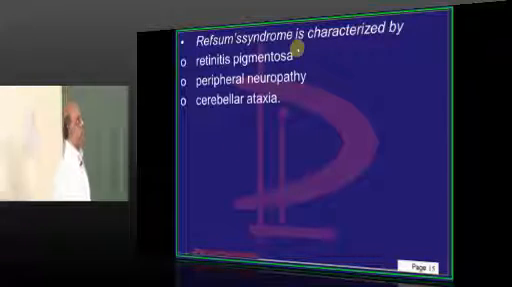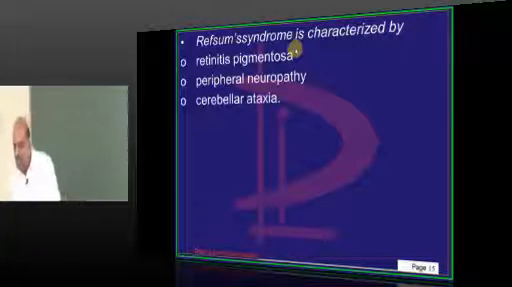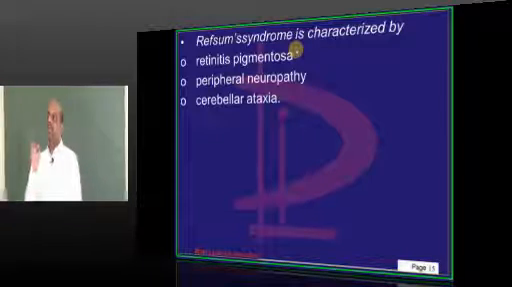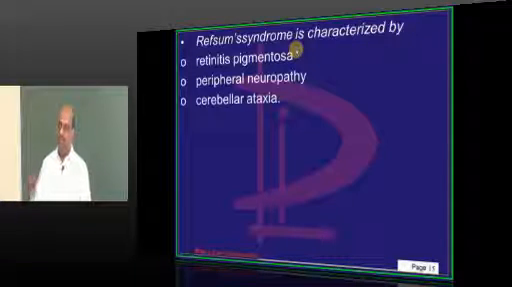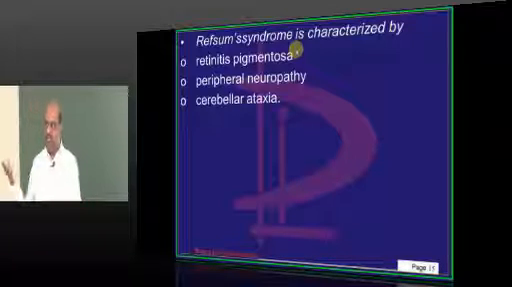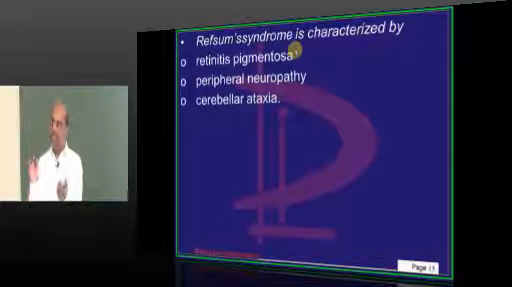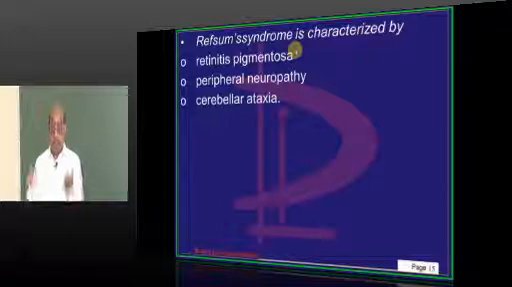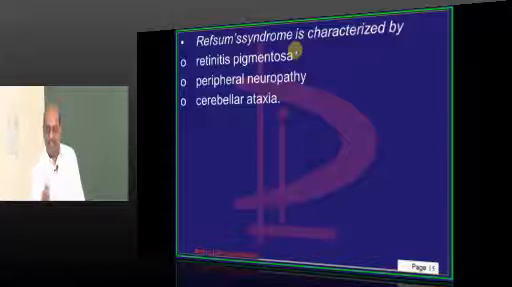What is Refsum? Refsum is a very interesting condition. Why? Refsum's disease is a disorder associated with the metabolism of phytanic acid. So what is this phytanic acid, sir? We will anyway read in biochemistry, don't worry. But you should remember Refsum's disease is with phytanic acid. Phytanic acid, phyto means what? Leaves, green leaves.